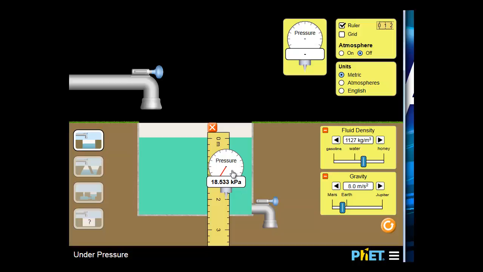Now when we're measuring our height, your zero mark has to be at the water level. So if our height is going to be 1, we know that our zero mark is at our water level, and our pressure knob is going to be directly at 1.